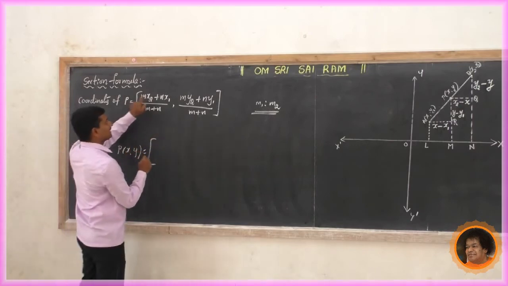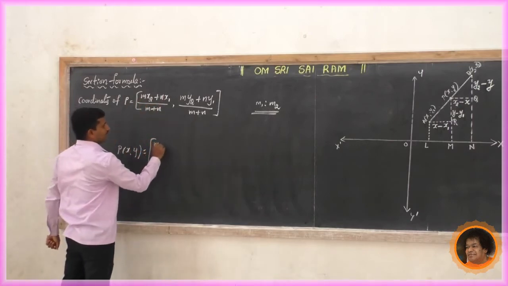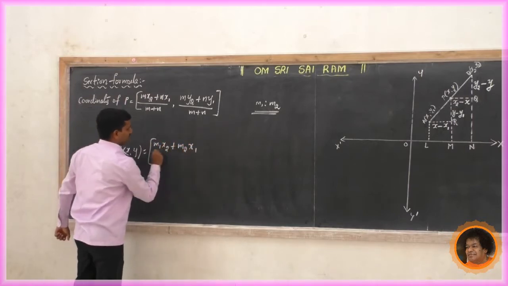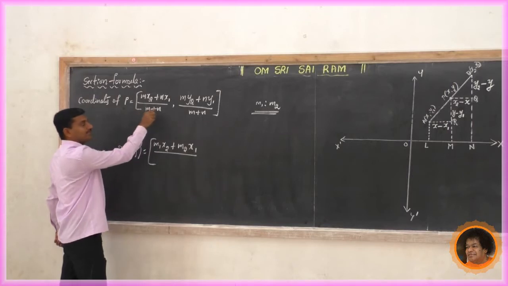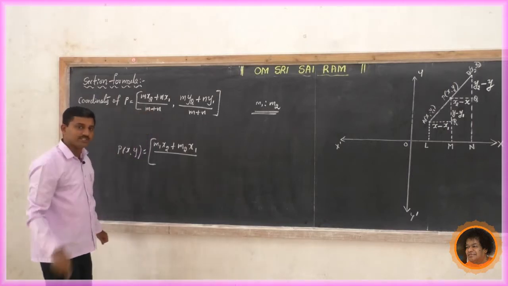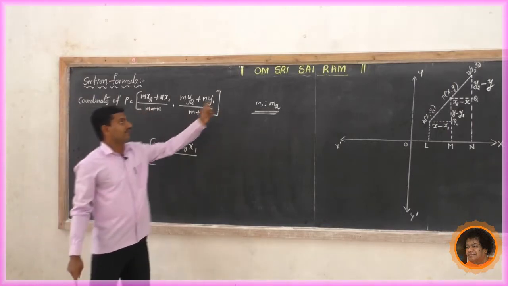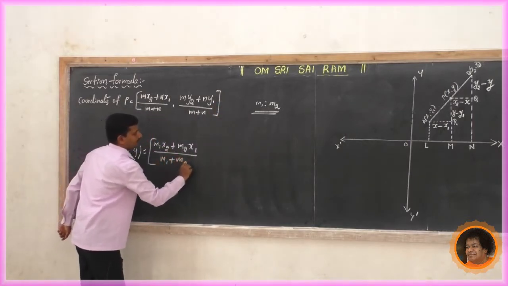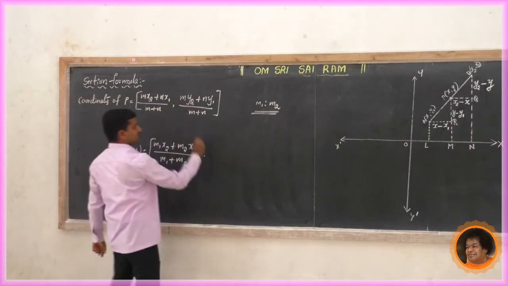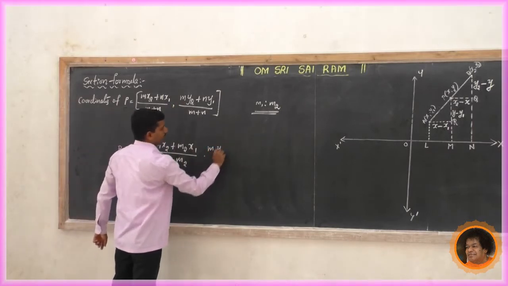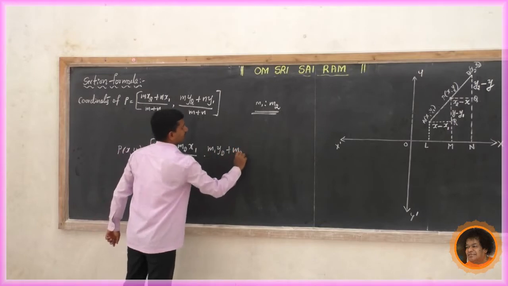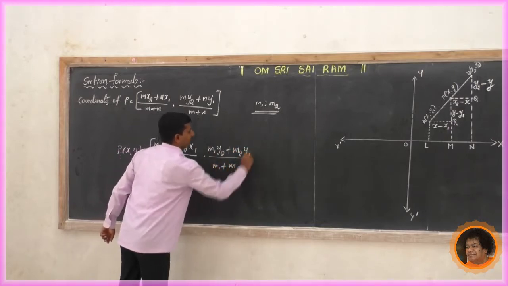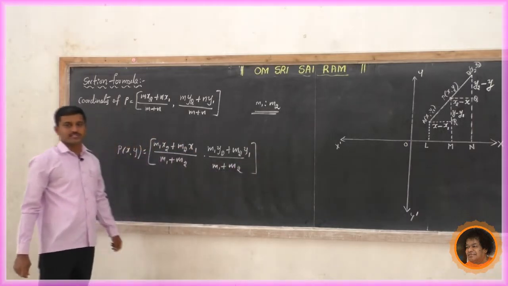to m1 x2 plus m2 x1 divided by m1 plus m2, comma, m1 y2 plus m2 y1 divided by m1 plus m2. Instead of mx2 plus nx1 over m plus n, when the ratio is m1 is to m2, the denominator is m1 plus m2. So this is also known as the section formula.